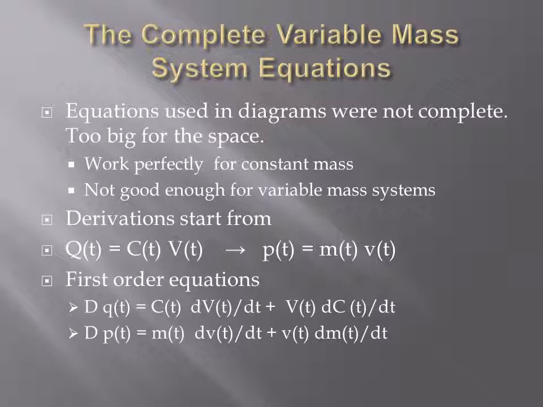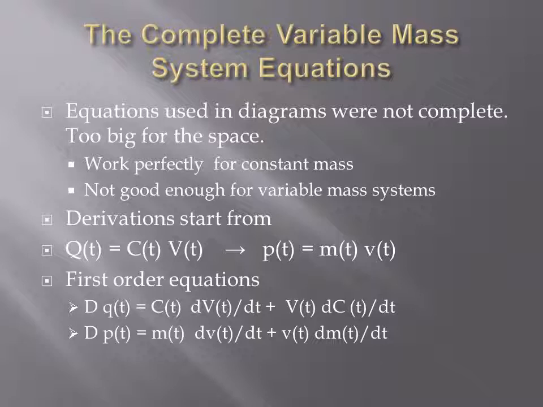Now, these equations that were given earlier work perfectly for the case of constant mass systems. However, we are not going to be dealing with constant mass systems here primarily, but with variable mass systems. And so, in that case, we will derive the complete variable mass system equations from first principles. And the equations that this derivation starts from are an equation for a charge Q of t, which is equal to C of t and V of t, which are both varying with time.